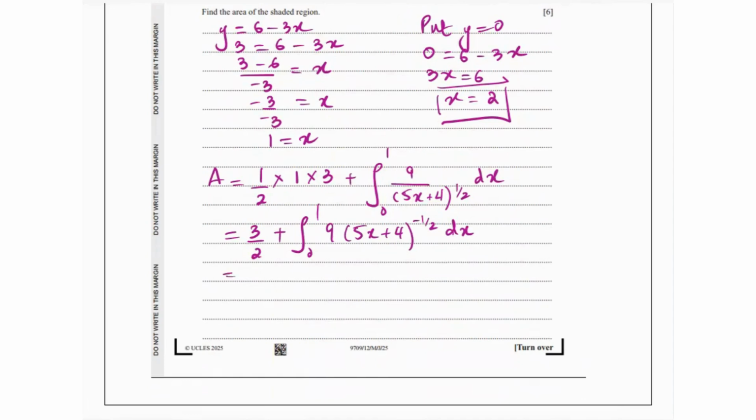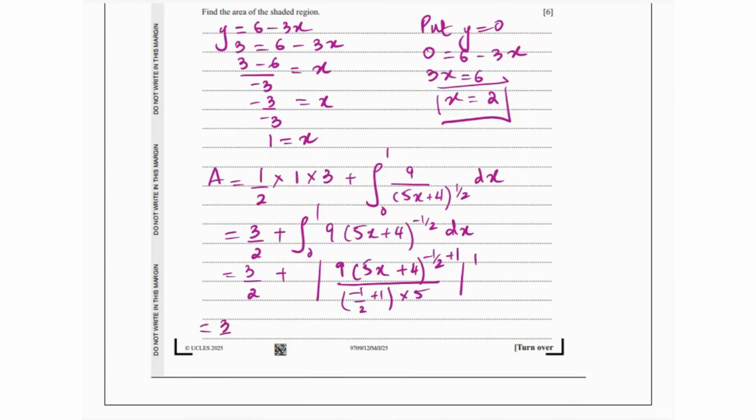Now we integrate this. For the integral, you add 1 to the power, divide the term by the new power, and then you further multiply the denominator by the coefficient of x. So that's going to be 9 times (5x plus 4) whole power negative 1 over 2 plus 1, divided by negative 1 over 2 plus 1. And this gets multiplied by the coefficient of x, which is 5. Limit is from 0 to 1.